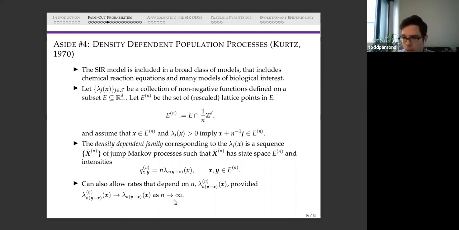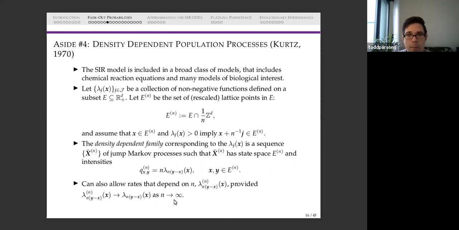This class of processes was first identified by Tom Kurtz in 1970. He was primarily interested in chemical reaction equations, like we saw a couple weeks ago, and he proved in a series of papers from about 1970 to 1980 a large number of results about density-dependent population processes, which are incredibly useful tools in attacking these kinds of problems. The reason is that this class includes the SIR model that I've shown you. It includes many problems of biological interest. It includes the class of chemical reaction equations.